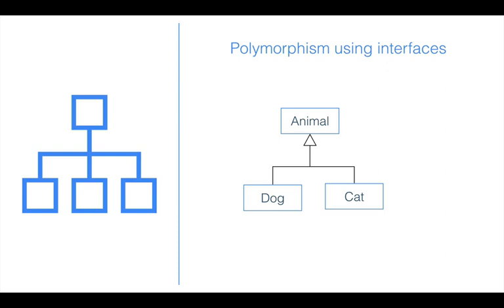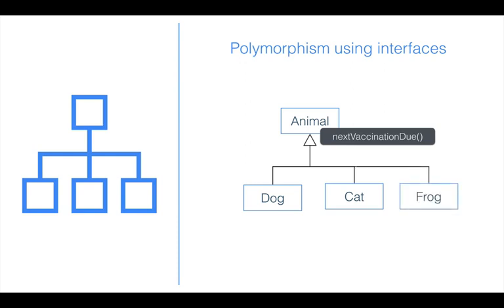Inheritance is not the most flexible way of implementing polymorphism. In Java, a class can only have one parent, which limits our options when we try and model complex structures. For example, suppose we needed a vaccination date. We want to manage vaccinations. We could have a next vaccination due method, for example. And since both dogs and cats need vaccinations, we could add it to the animal class. But suppose we need to add support for frogs who don't need vaccinations. Our model no longer works because the next vaccination due method is no longer relevant for frogs. So we end up back at square one.